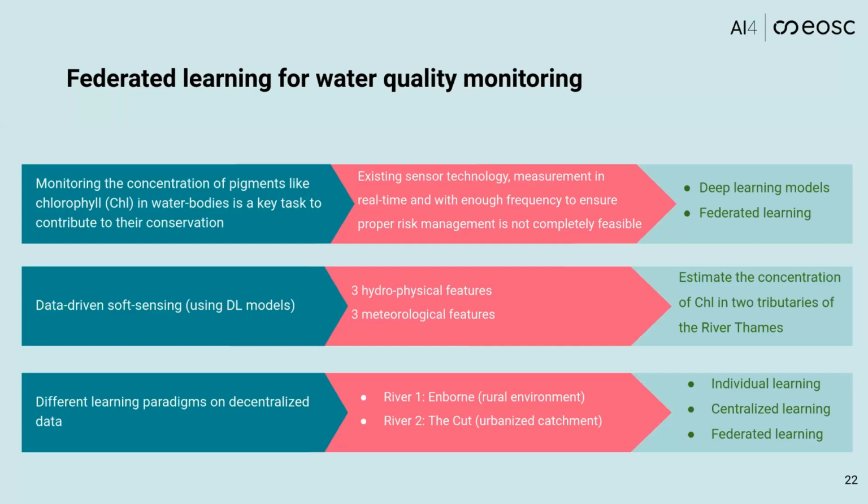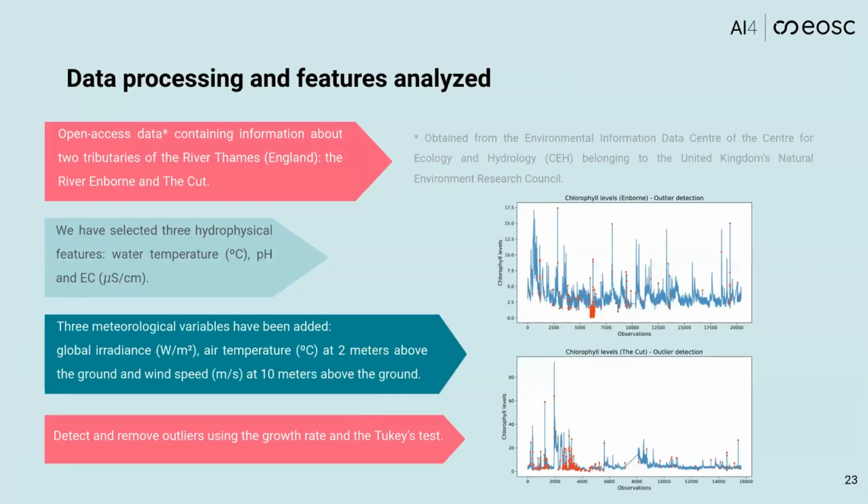The first one is Emborne, which is a rural environment, and the second one is the river Dicat, which comes from an urbanized catchment. So there are quite different conditions. The rivers have quite different conditions because of their area. So let's take a look at the data processing that we have carried out and the features that we have analyzed and that we are using in our deep learning model.